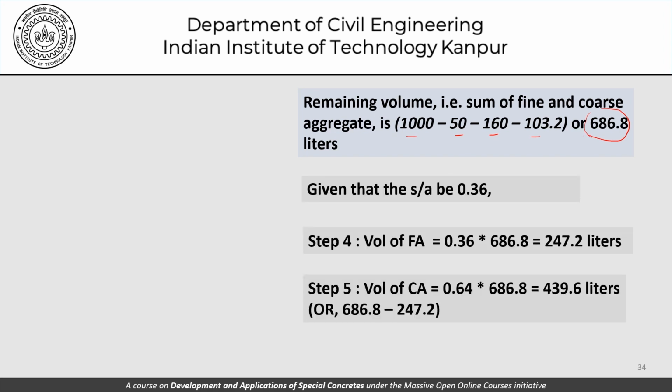Now, given that the S by A is 0.36, the sand volume turns out to be 0.36 times this number here, which is 247.2, and then we are left with only the volume of coarse aggregate, which can be determined as 0.64, this coming from 1 minus 0.36, or we could simply subtract this volume from the total inert volume, and we get this as our volume of the coarse aggregate.